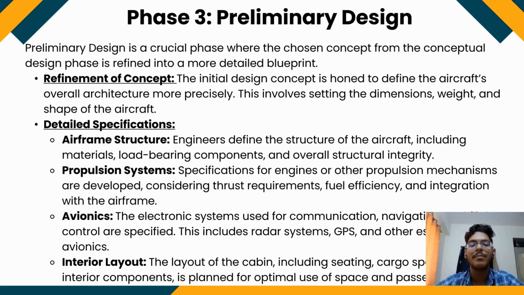Okay, there are mainly four specifications. First being the aircraft structure, then the propulsion system, avionics, and the interior layout. Talking about the airframe structure, engineers define the structure of the aircraft including the materials used, load-bearing components, and the overall structural integrity. The material commonly used here is aluminum alloy.